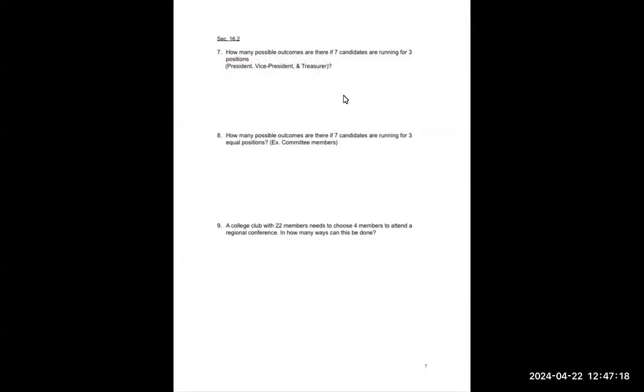The order matters because the first person's president, the second person's vice president, and the third person's treasurer. That's a different situation than if the first person were treasurer or whatnot, right? They're each being assigned a specific role depending on when their name was called out. So the order here does matter. So we're going to do 7P3.